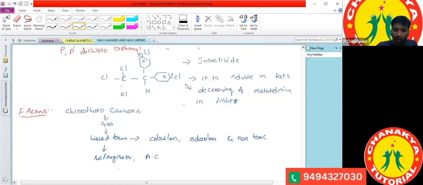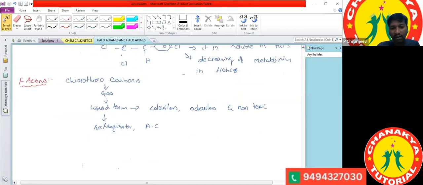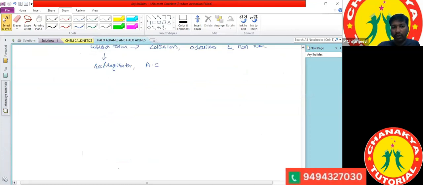Okay, now we have some names at JEE level. They're asking for the names of the freons, especially for JEE. Sir, how can we find out the names of the freons?